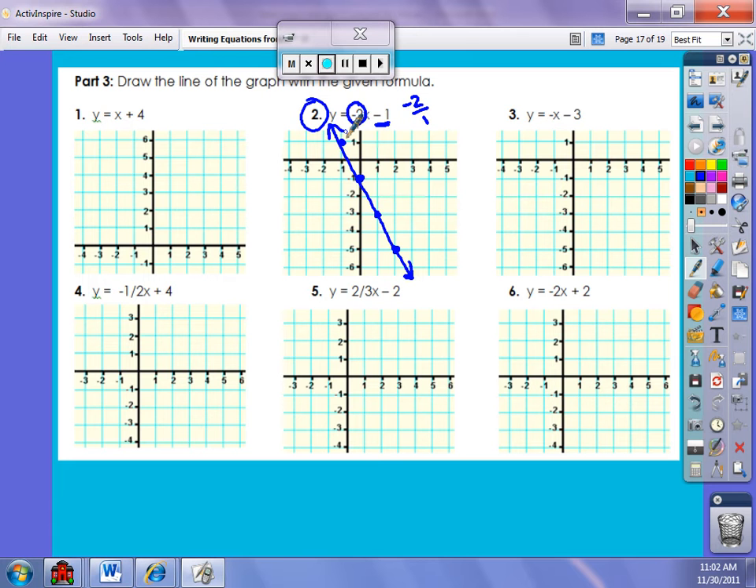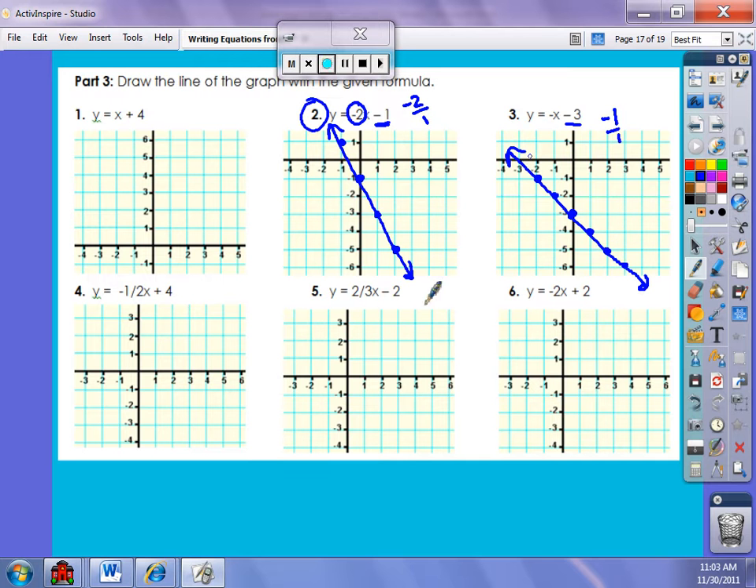Let's look at another one. Maybe this one. We're going to start at -3. And this -x means -1x, which means really down 1 over 1. So this one's going to have lots of points that are going to fit.